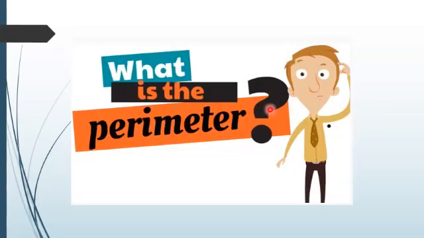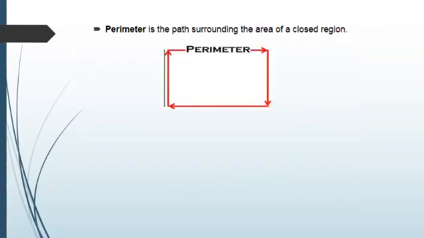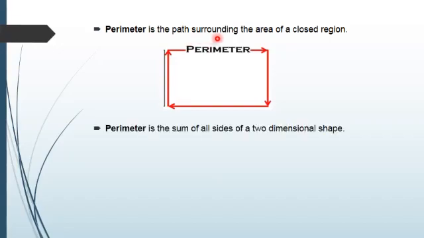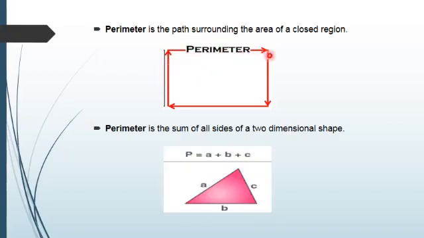So what is the perimeter? Perimeter is the path surrounding the area of a closed region. In this figure, this outside boundary will be the perimeter of this region, or perimeter is the sum of all sides of a two-dimensional shape. For example, this is a two-dimensional shape, so its perimeter will be the sum of all of its sides, and its perimeter will be equal to A plus B plus C.